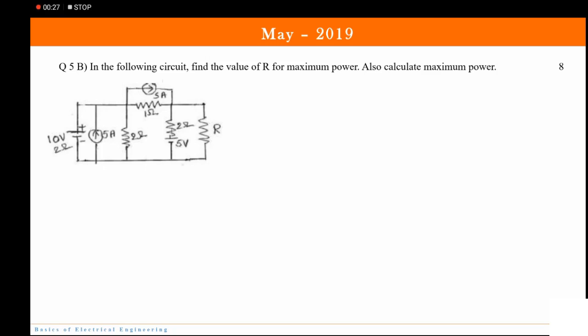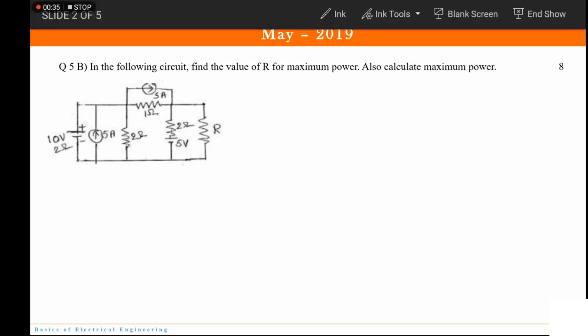They have said that in the following circuit find the value of R for maximum power and also calculate the maximum power. Okay, so first let us see how the circuit is. Here we have 10 volts, 2 ohms. It means the voltage source supplies 10 volts and its internal resistance is 2 ohms.